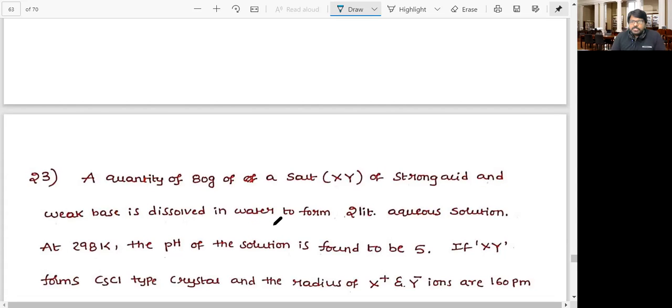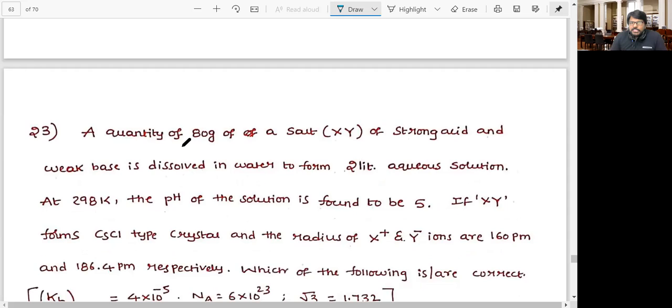A quantity of 80 grams of salt XY of a strong acid and a weak base is dissolved in water to form 2 liters of aqueous solution.